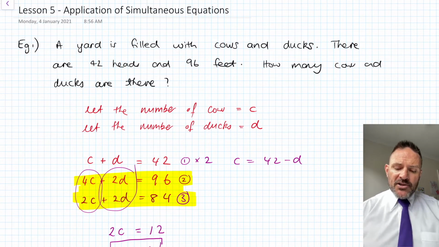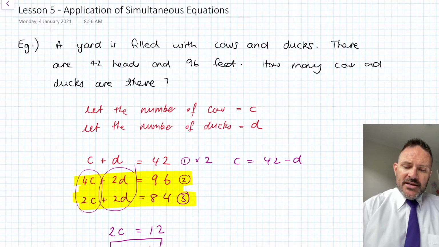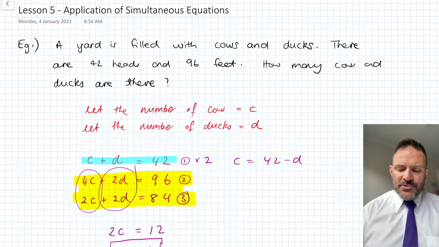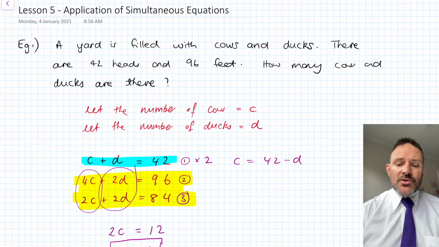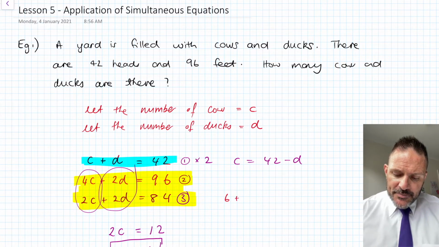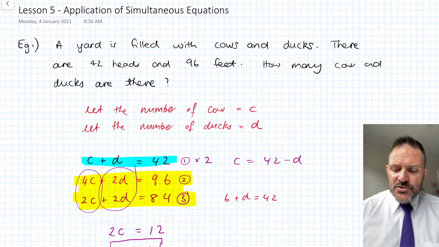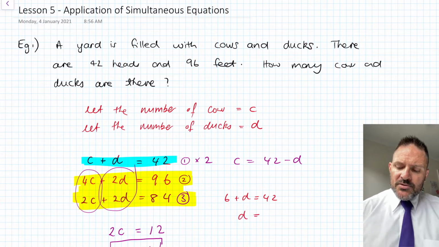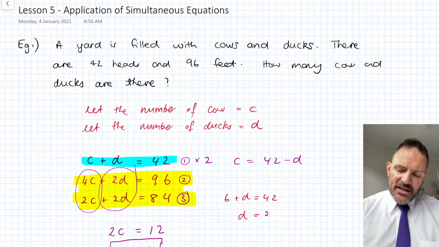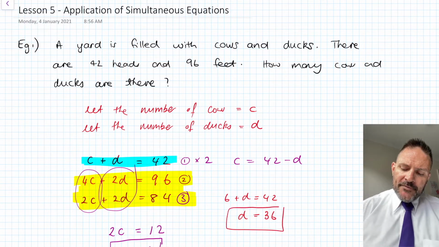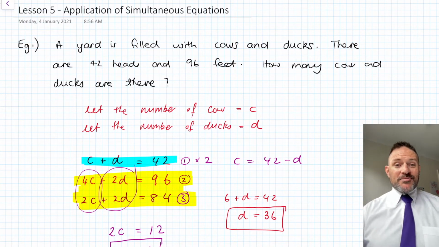I go back to the equation. I've now got 3 options. Okay, I'm actually going to look at the first option because C plus D is really easy to use. So I'm going to say 6 plus D equals 42. Therefore, D equals 42 subtract 6. What's that going to be? 36. And I have 36 ducks. And my question is pretty much done.